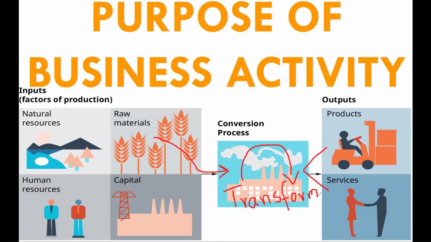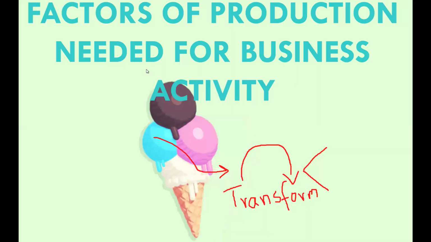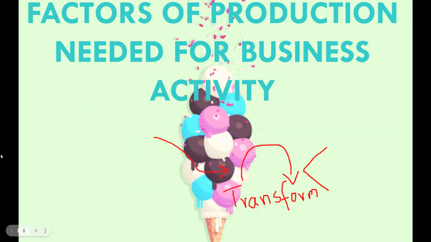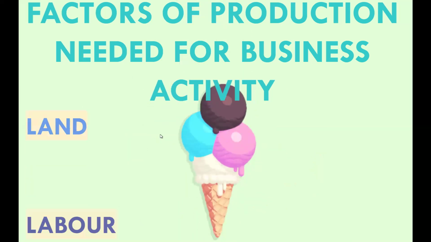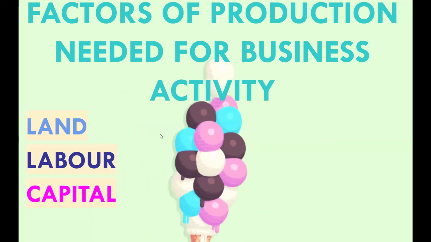And who is managing all this? Maybe the farmer, maybe the wholesaler, anyone who is involved in the whole process is regarded as the enterprise. Okay, so the most important factor of production is the enterprise. Okay, so if we look at those four factors of production which we've just discussed, they are land, labor, capital, and enterprise.